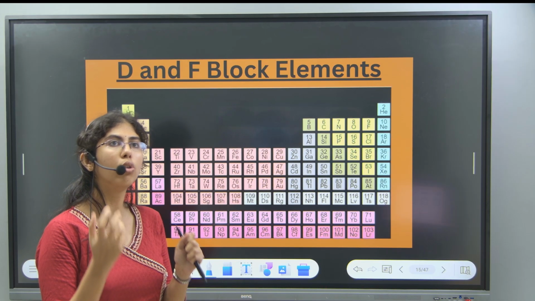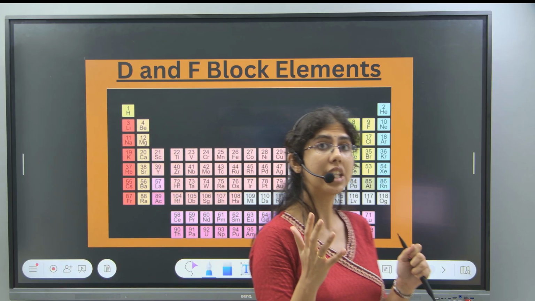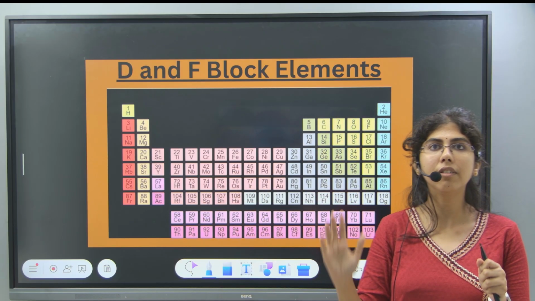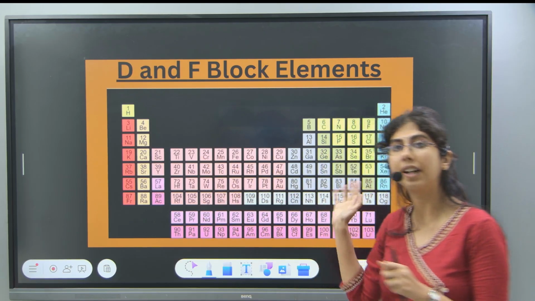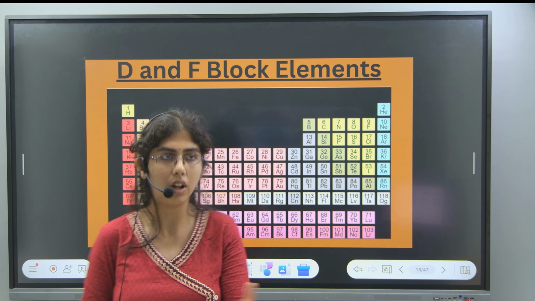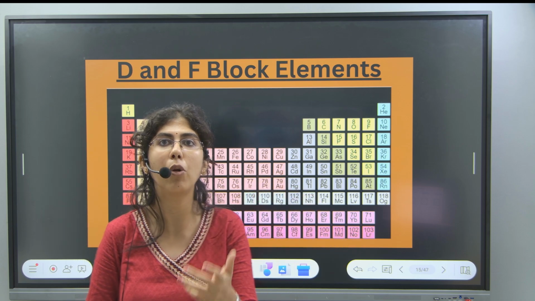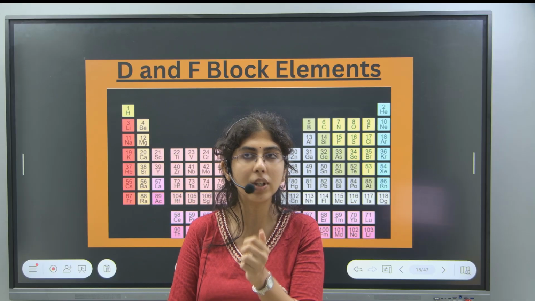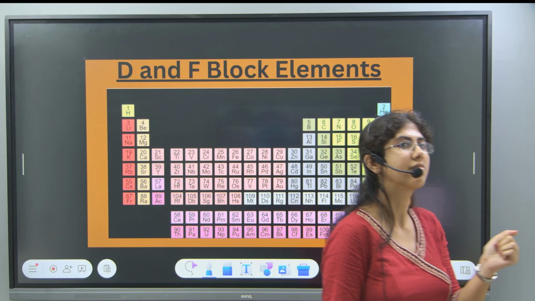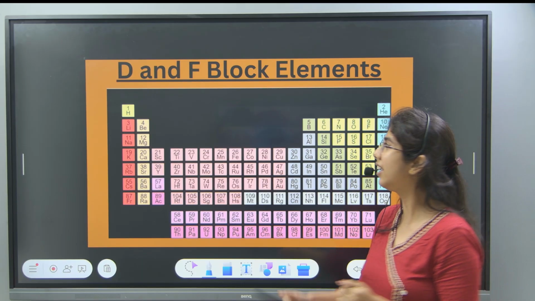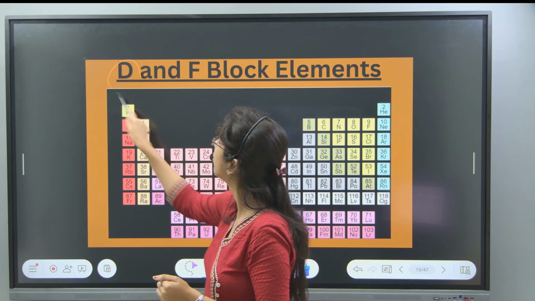Now you have studied the periodicity chapter in first year. You know that in the periodic table we classify elements into different blocks based on what? Why do I call manganese a D block element? Why D? Why F? That name. Can you tell me? How do we get this name?